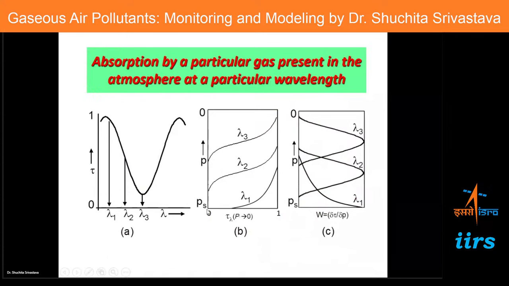and for lambda 3 the absorption will be significant up to some altitude, and beyond that lambda 3 will not be absorbed and will be allowed to escape the atmosphere. And lambda 2 is an intermediate wavelength, meaning its absorption is at an intermediate level. So it will lie in between the lambda 1 and lambda 3 curves, right? Now, this was the variation of transmittance with respect to altitude.